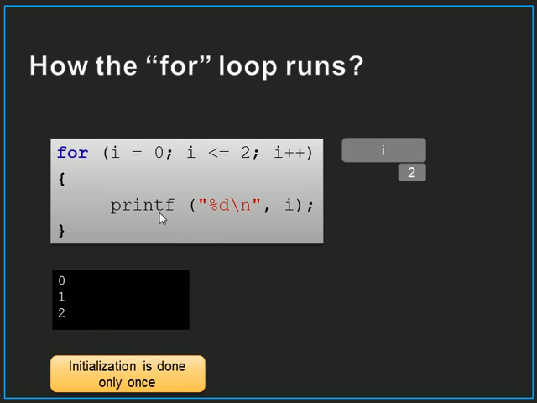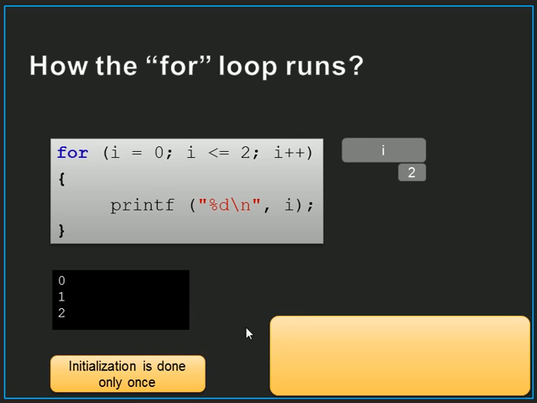So what you can infer from this is that initialization is done only once. It's a rule of thumb. Yes, initialize only once. So it goes like this. Firstly, whenever the loop is executed for the first time, we follow this pattern. Initialization, then condition, then the body, and then increment.